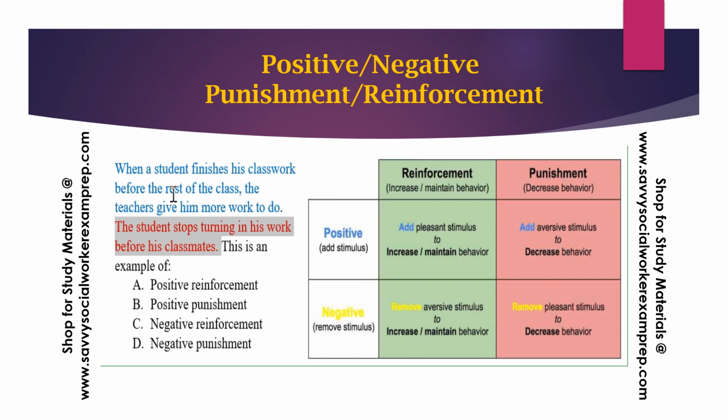So that tells me the teacher, by her giving him more, she's adding something. So that's positive. So we're going to eliminate the negative options. And then the student stops, which means he decreases the behavior, right? Because he doesn't want the teacher giving him all that work. So that is going to be positive punishment. And remember that positive punishment decreases the behavior by adding an unpleasant consequence.